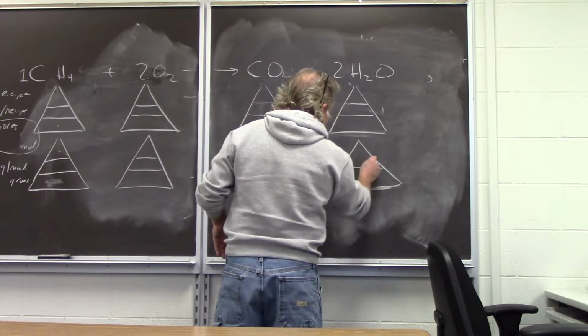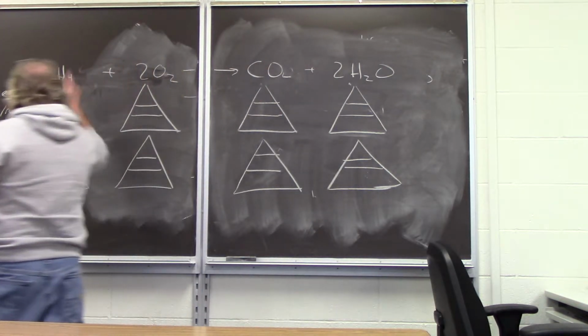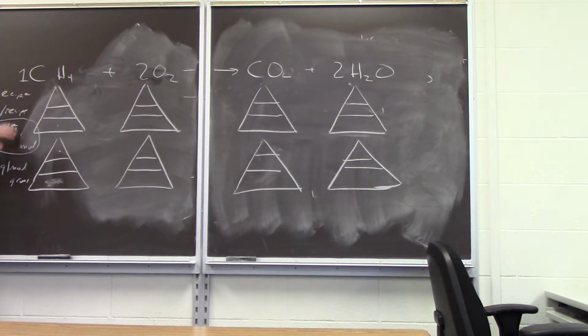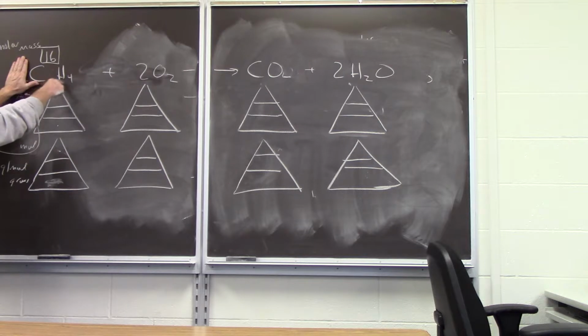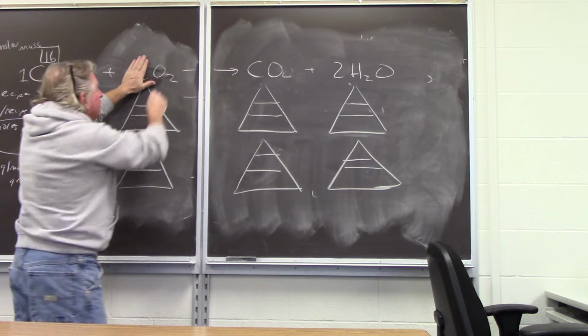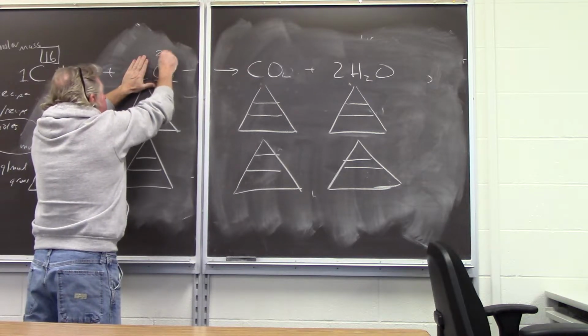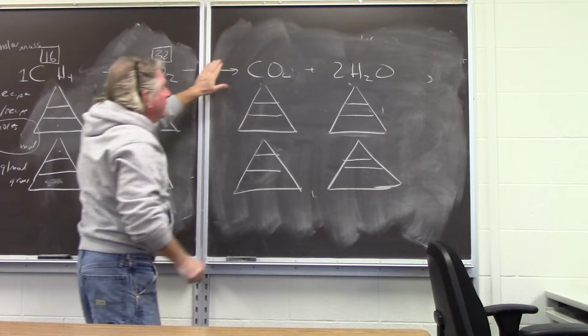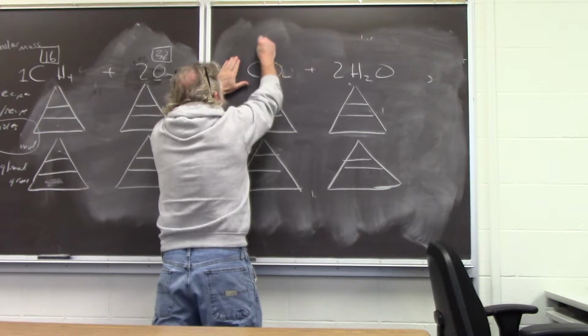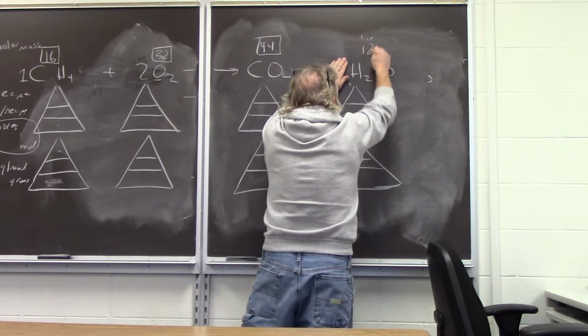First, I need to figure out the molar masses for each one of these. What's a molar mass? We're just going to use whole numbers to make things simple. Methane's molar mass is 16. Don't use the coefficient. So it's 12 plus 1 plus 1 plus 1 plus 1, which is 16. Oxygen is 32, 2 16s. Carbon dioxide is 44 grams, and water is 18.